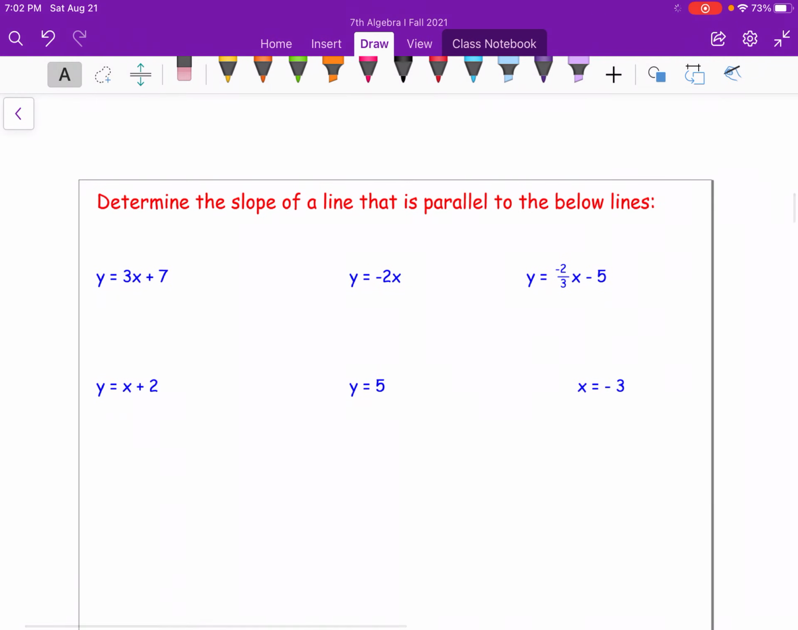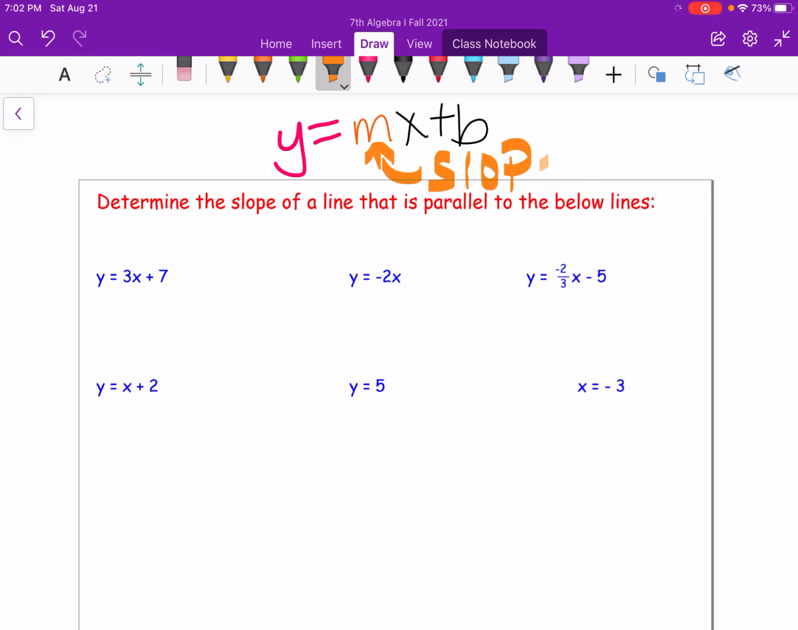Determine the slope of a line that's parallel to the below line. So what we're doing is we're trying to find what the slope of the original equation is. Remember that it is y equals mx plus b. So this m right here, that is the slope. So that's what we're looking for.